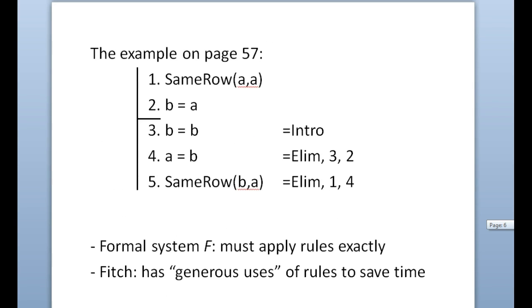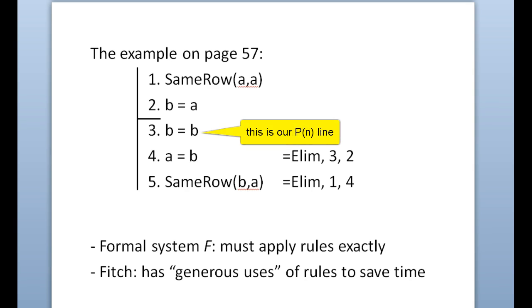Let's look at the final proof here. So our line 3, we're going to introduce B equals B, and our justification is identity intro, because we can always introduce any sentence of the form N equals N, meaning same name on both sides of the equal sign. Now line 4 lets us do what we did a couple of slides ago.